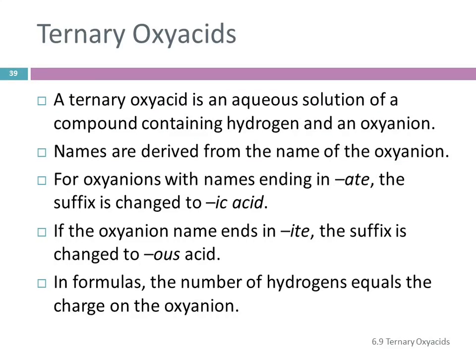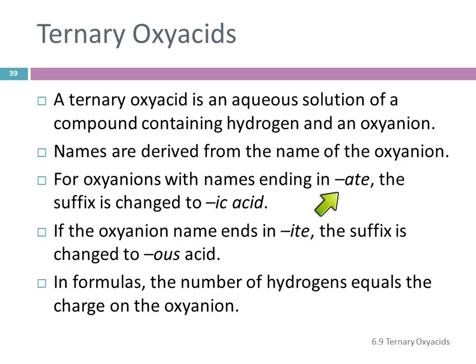Ternary oxyacids. So again, an aqueous solution of a compound containing hydrogen, but now the other part of it is an oxyanion, something like sulfate or hypochlorite. One of those polyatomic ions that has oxygen in it. The names for these oxyacids are derived from the names for the oxyanion involved.